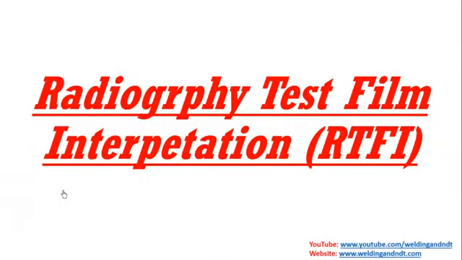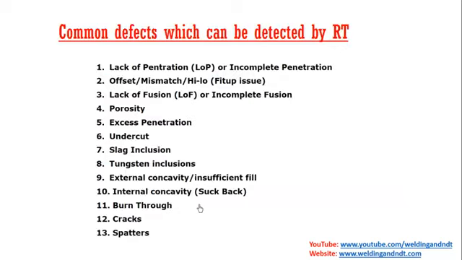Our today's video is about radiography test film interpretation. In this video I'll explain how weld defects are identified from radiography films. This is part 2 of our RTFI video. I have already made part 1, in which I explained some defects, and in this part I'll explain the remaining defects. In part 1 I explained how to identify lack of penetration, offset, lack of fusion, porosity and excess penetration.